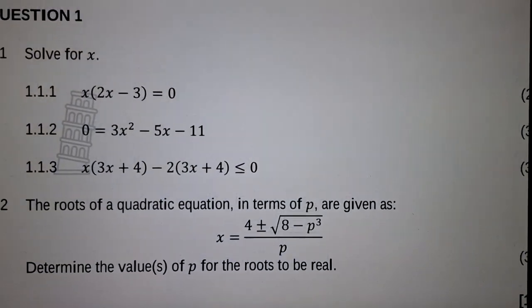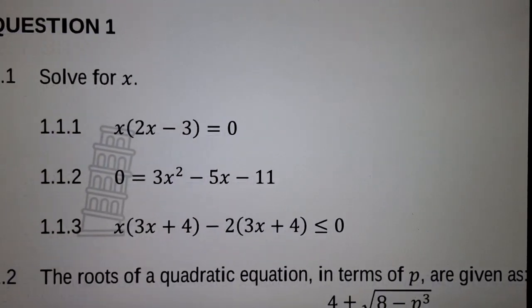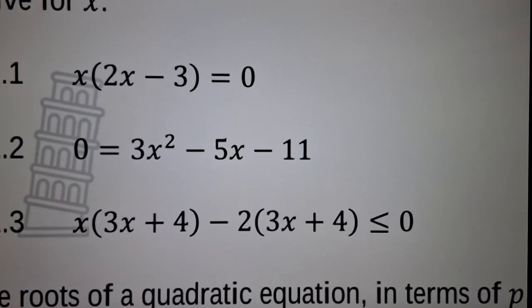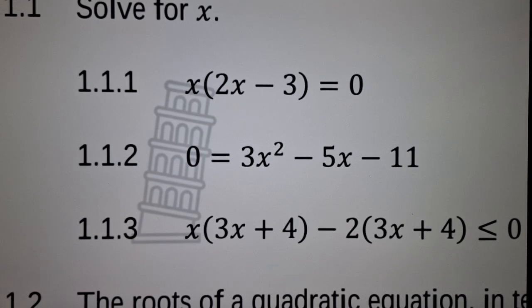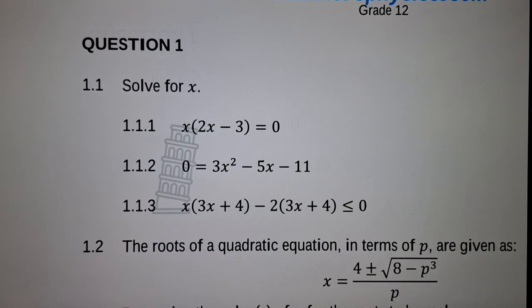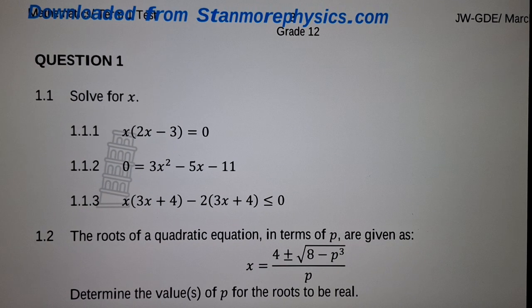Looking at question 1, we have solve for x. They say we must solve for x. In 1.1.1, we have x(2x minus 3) equals 0. So we start with that one. This one is actually very easy, and let me show you how you can solve it in a much easier way.